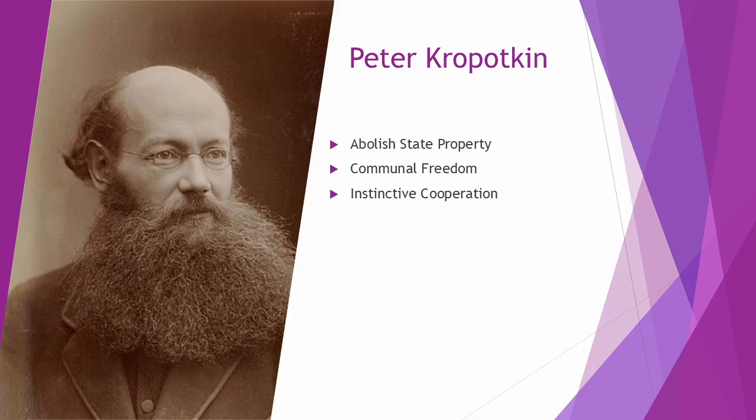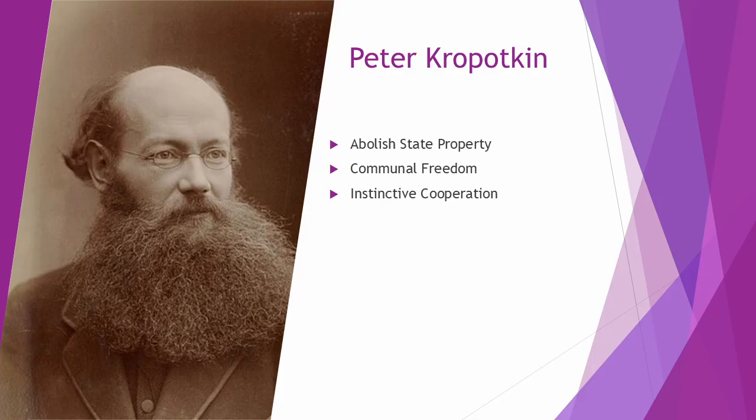Peter Kropotkin's view on economic freedom is that property should be held in common and distributed according to need. Peter Kropotkin's view on utopia is that a harmonious, cooperative society will be built on scientific understanding of human nature. Peter Kropotkin's view on human nature is that humans are instinctively cooperative and supportive.